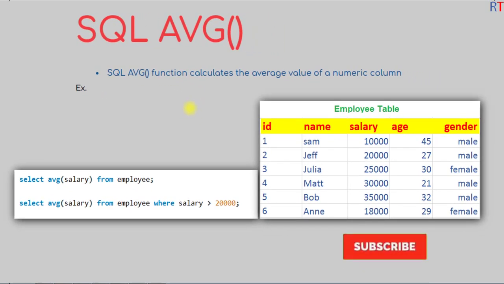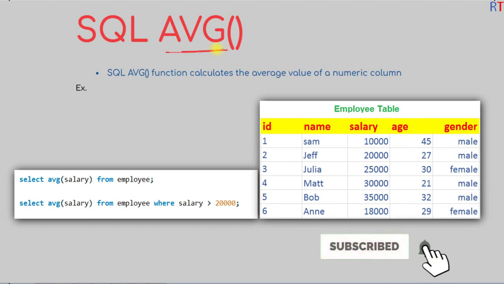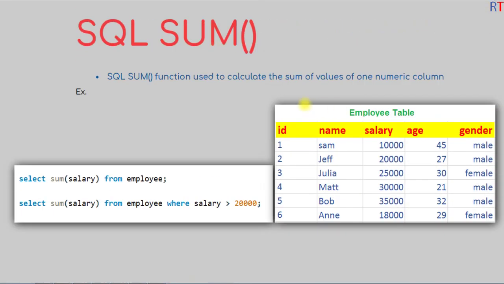So this is the way we can use the average function, and we can use the sum function of the structure query language to find the average of value and to find the sum of values of one numeric column.